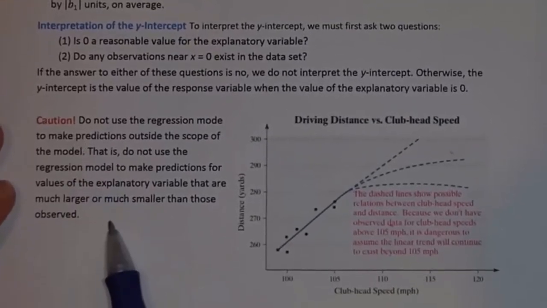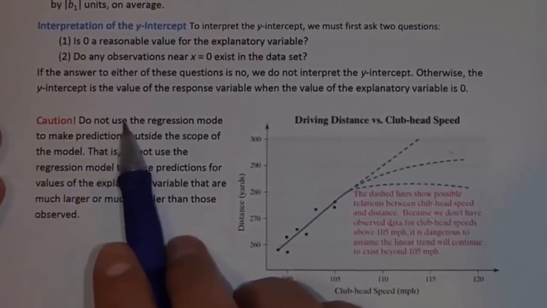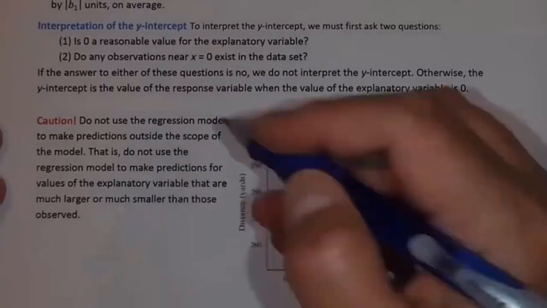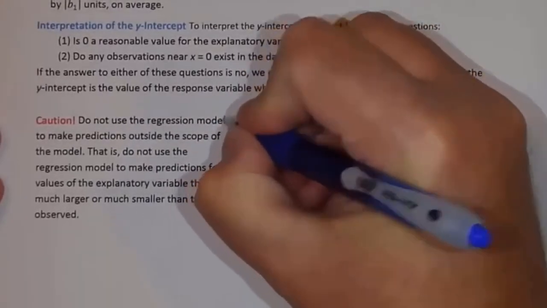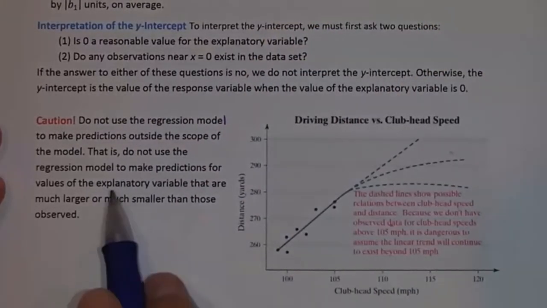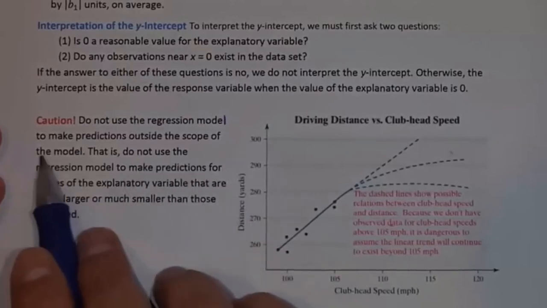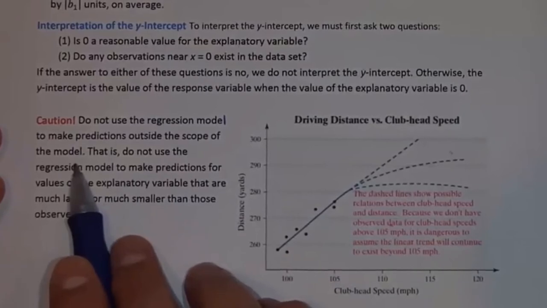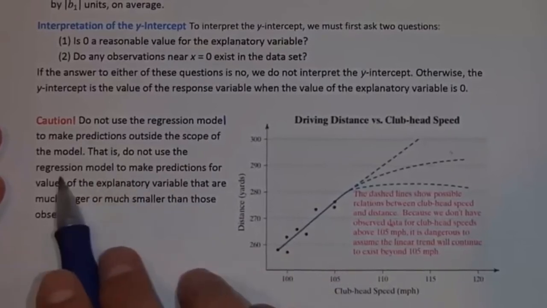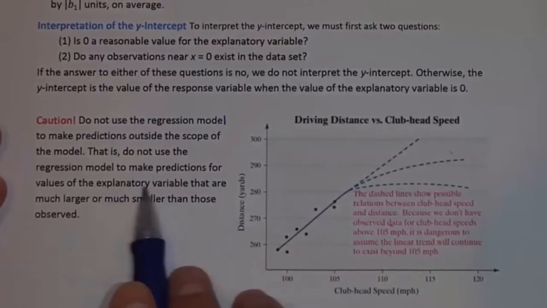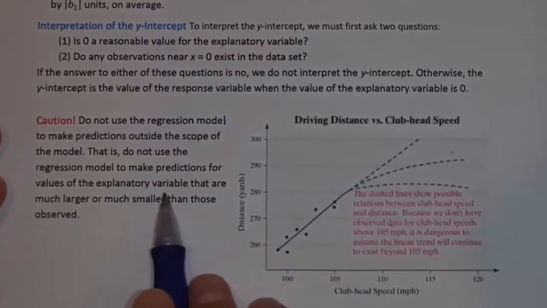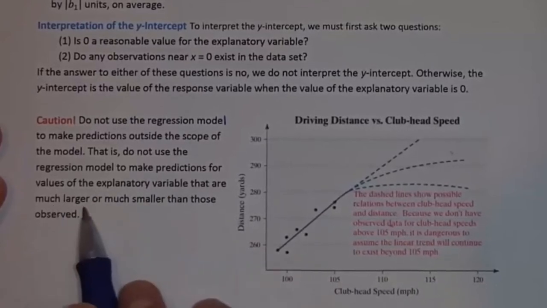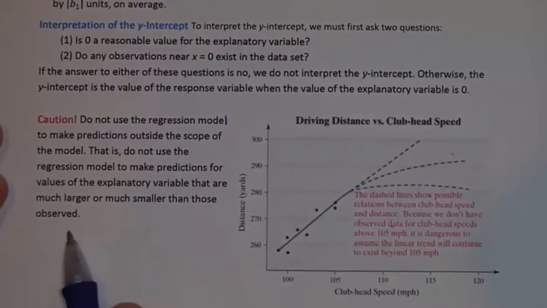And then we have a caution. Do not use the regression model. I have a typo there. I left the L off of model. Do not use the regression model to make predictions outside the scope of the model. That is, do not use the regression model to make predictions for values of the explanatory variable that are much larger or much smaller than those observed.